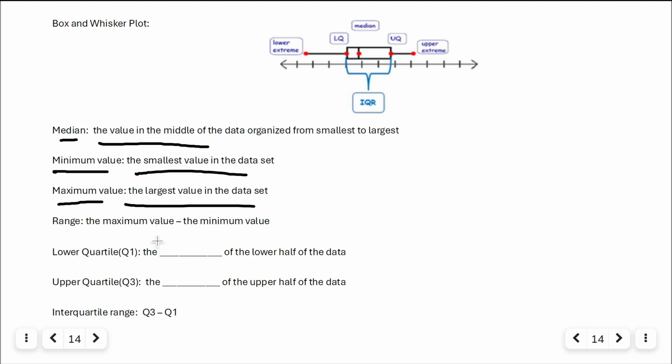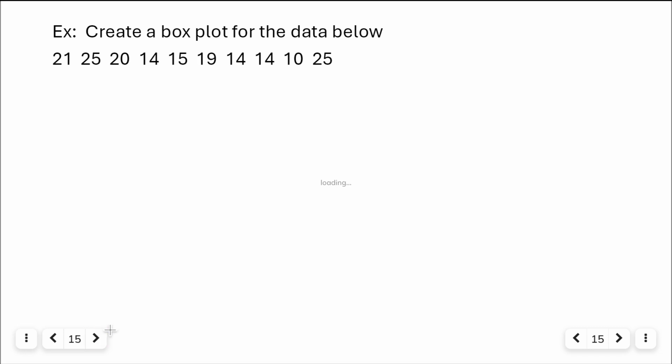The lower quartile, Q1, is the median of the lower half of the data. The upper quartile, Q3, is the median of the upper half of the data. And the interquartile range is Q3 minus Q1, which is what you would need to determine the outliers. All right?